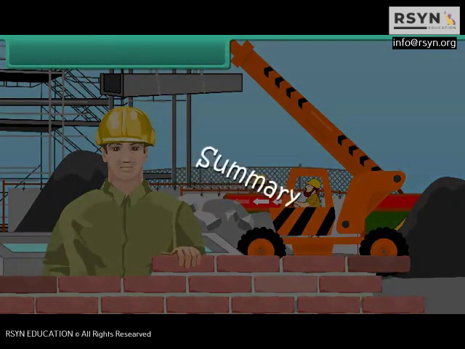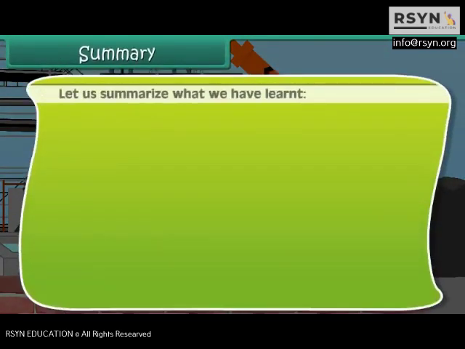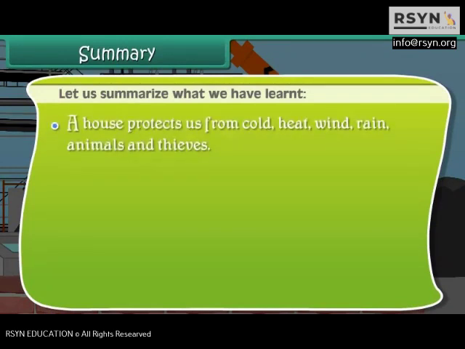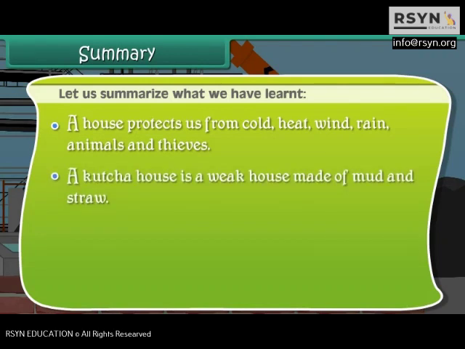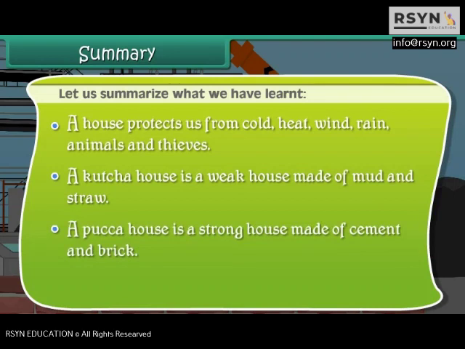Summary. Let us summarize what we have learnt. A house protects us from cold, heat, wind, rain, animals and thieves. A kacha house is a weak house made of mud and straw. A pakka house is a strong house made of cement and brick.